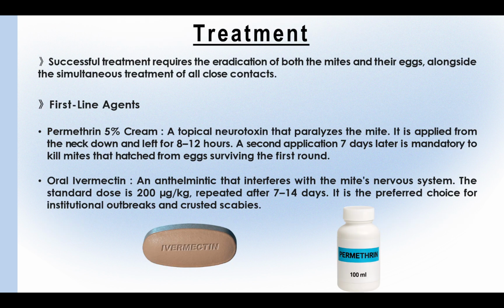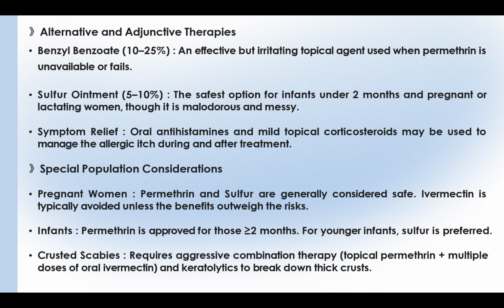Successful treatment means killing mites and eggs plus treating all close contacts simultaneously. First line is permethrin 5% cream, a topical neurotoxin. Apply from neck down, leave 8 to 12 hours, then repeat in 7 days to catch hatched eggs. Oral ivermectin 200 micrograms per kilogram interferes with the mites' nervous system. Repeat after 7 to 14 days. It is best for outbreaks or crusted cases. Alternatives and adjunctive therapies include benzyl benzoate 10 to 25% for when permethrin fails, or sulfur ointment 5 to 10% for infants under 2 months and pregnant or lactating women, though it is smelly and messy.